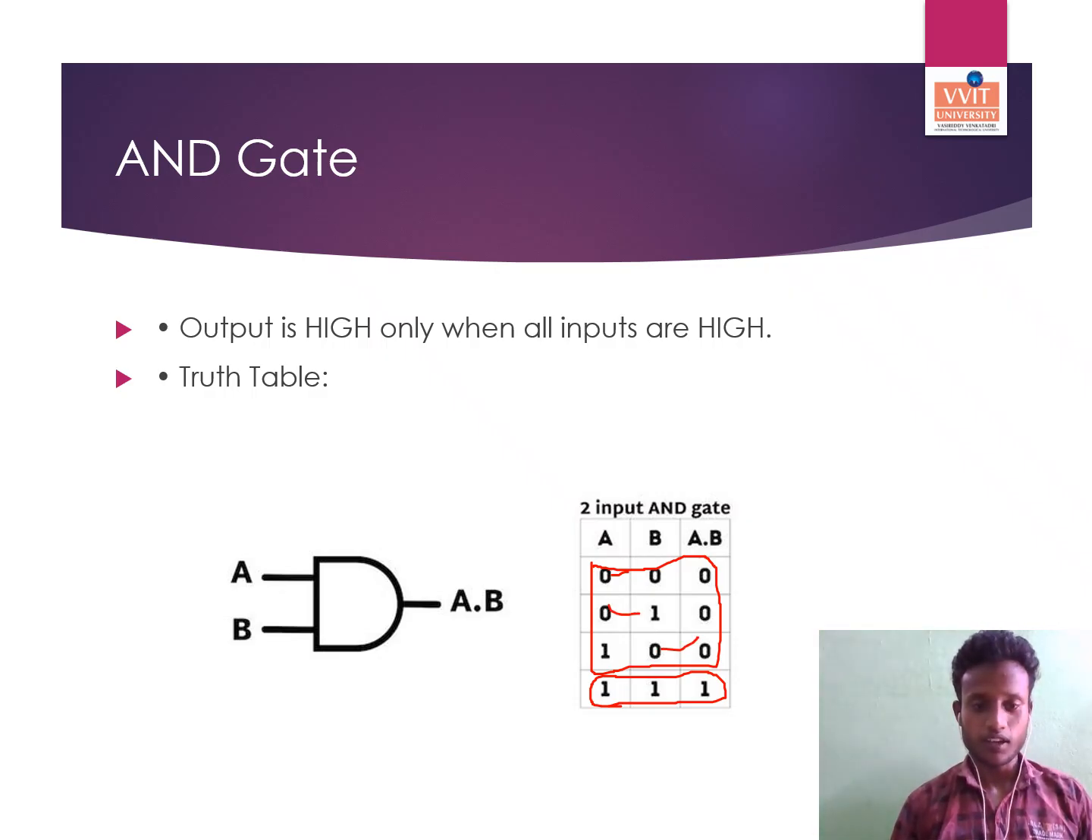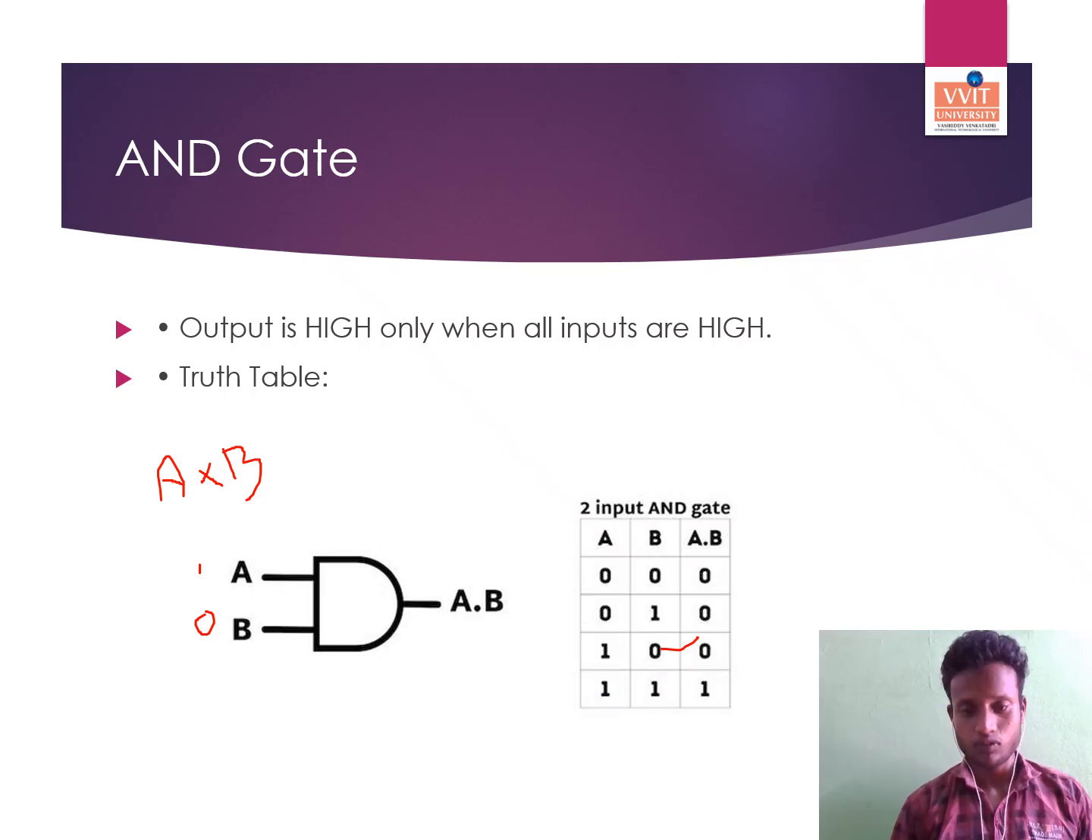That means the AND gate performs the A into B operation. For 1 into 0, how much? 0. 0 into 0, how much? 0. 0 into 1, how much? 0. 1 into 0, how much? 0. 1 into 1? 1.